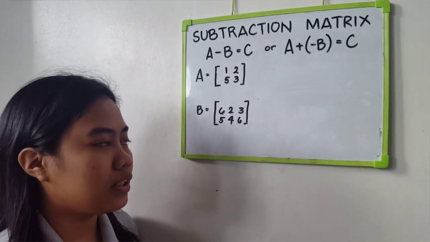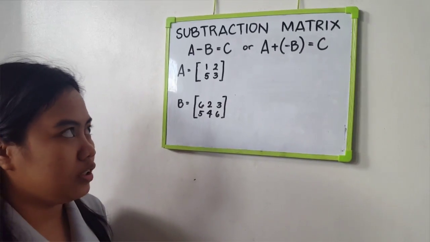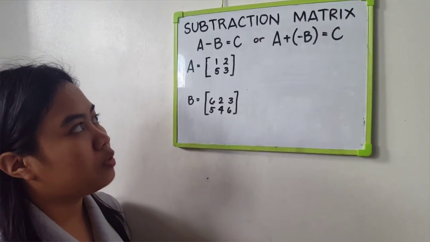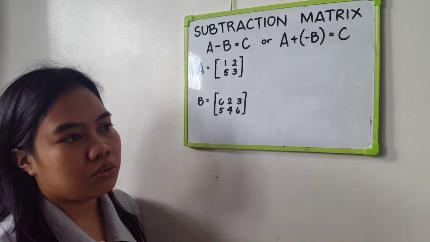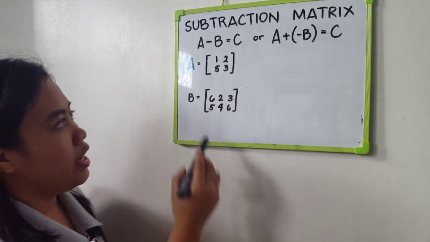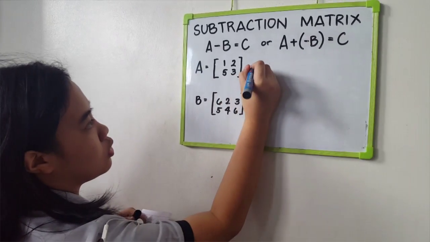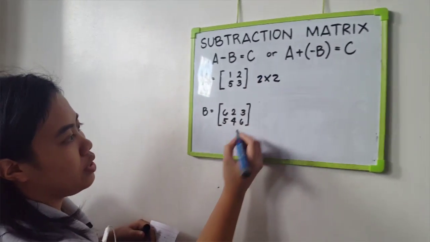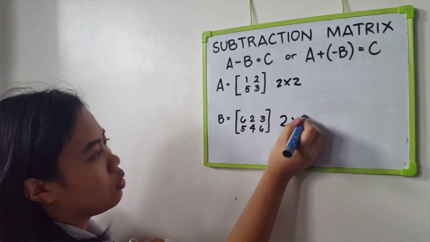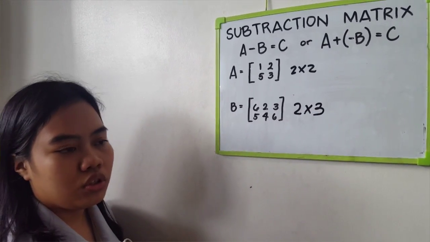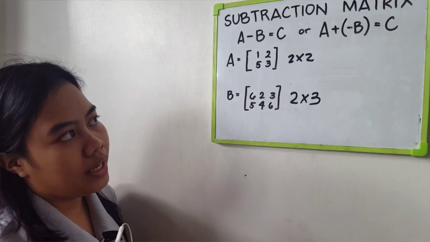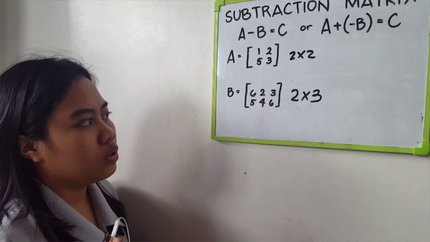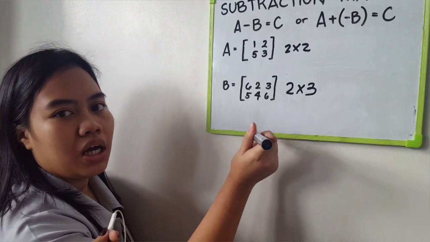Here is another example of subtraction of matrix. As I have said, subtraction of matrix is simply subtracting two or more matrices with the same size. So here, A is 2 by 2, and B is 2 by 3. According to the cardinal rule, you cannot add or subtract if the sizes are not equal. So, here, we cannot get the value of C.